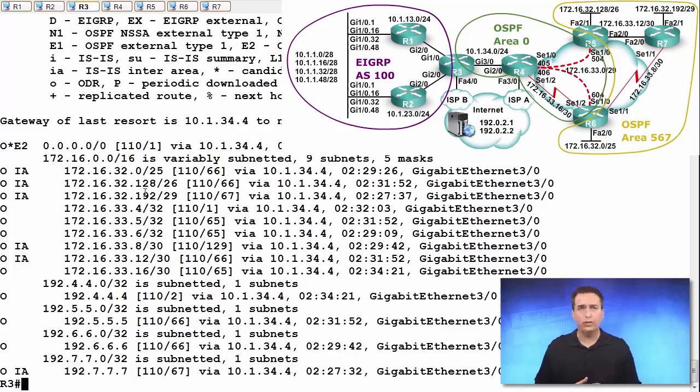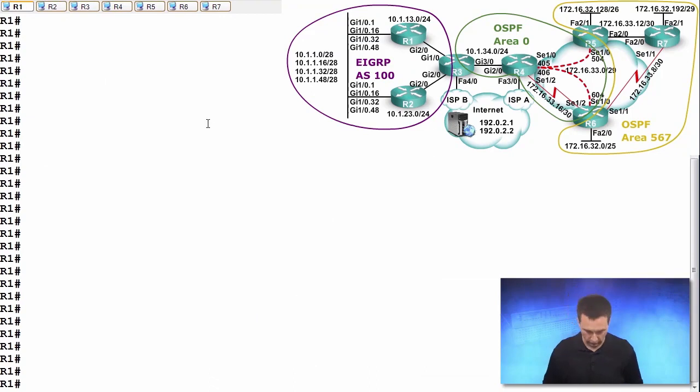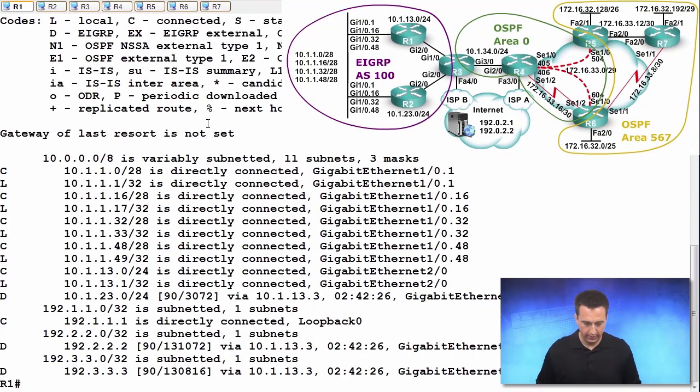We're going to use R1 as our verification. R1 is going to be utilized to make sure that we are learning those OSPF routes in this case. So show IP route. And we don't have any external EIGRP routes in this example. So redistribution, not happening yet. Let's go back to R3.